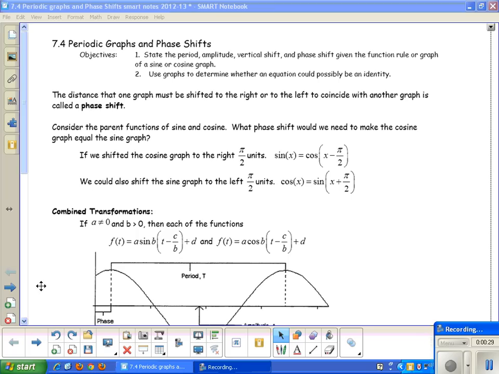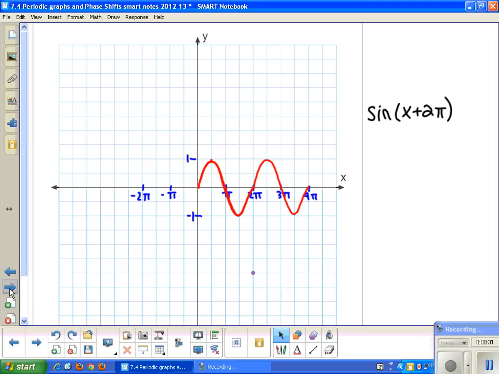So let's go ahead and look at this graph right here. Before we get to that question I just asked, let's think about the sine of x plus 2 pi. Remember when we add 2 pi to our angles, we're really finding coterminal angles on our sine graph, because adding or subtracting 2 pi gives you the same angle, same terminal side. Now if we add 2 pi, remember when it's adding, we're really moving our graph to the left 2 pi.